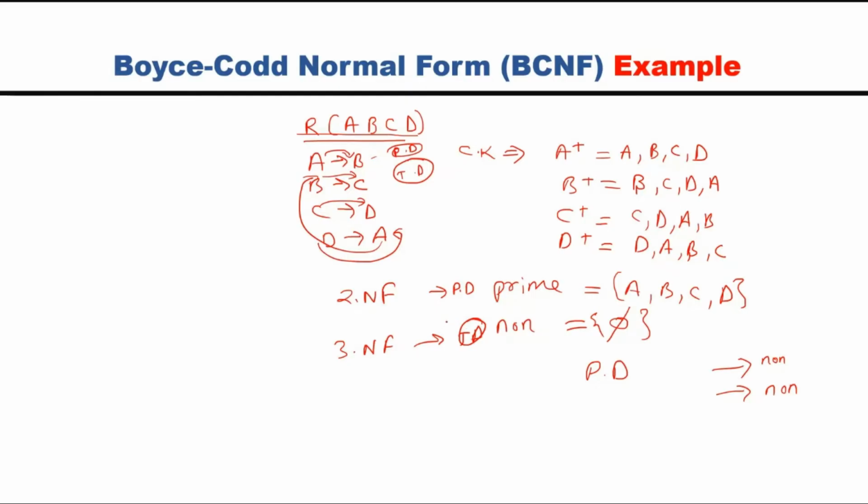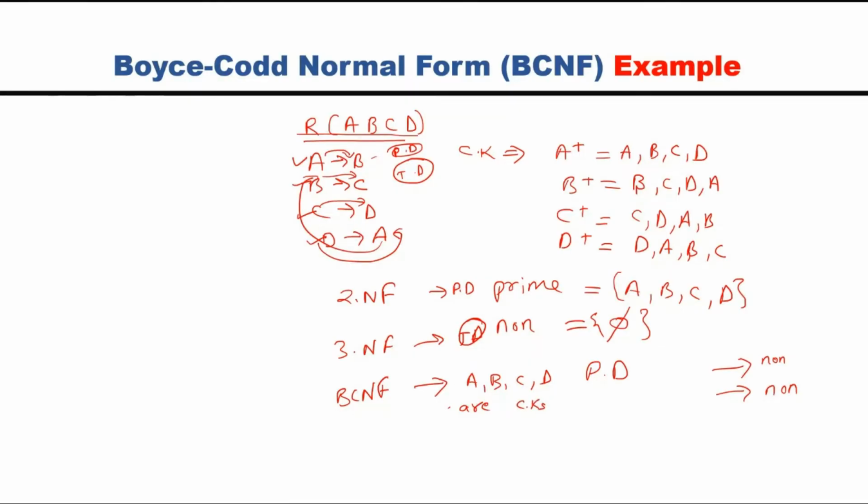Then what about the Boyce-Codd normal form? So if you are checking for the Boyce-Codd normal form, what I said is, whatever is the determinant must be a candidate key. A is a determinant, B is a determinant, C is a determinant, and D is a determinant, all must be the candidate key. Super keys, that means it is a candidate key. We have already found out that all of these are the candidate key. So the given relation is in BCNF also, because A, B, C, and D are candidate keys.